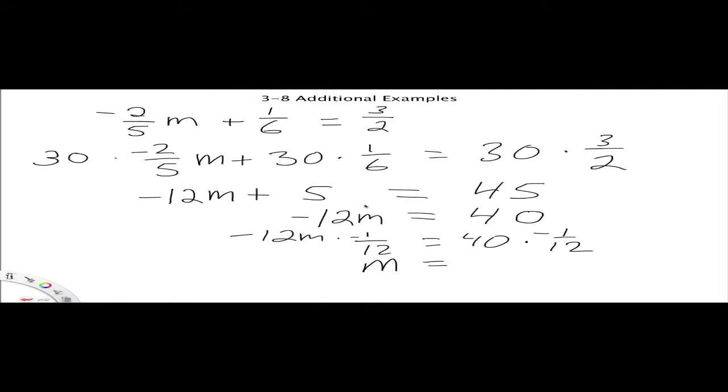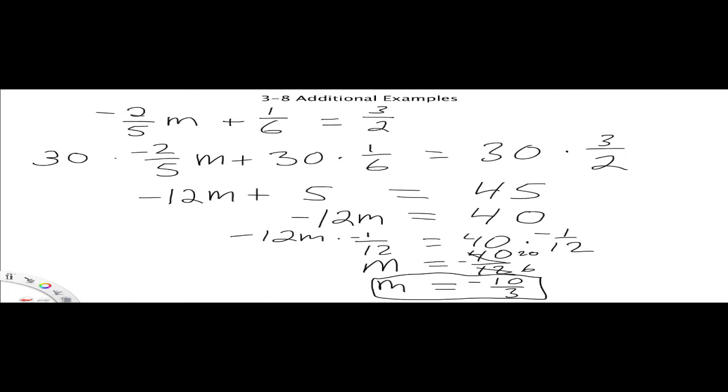And let's see if we can figure that out. So that's a 40 over 12. That's a negative. And so let's see. 2 goes into both of those, right? So that would be 20 and 6. And those can both be divided by 2 also, so that would be a negative 10 over 3, a negative 10/3. Nice improper fraction. All right, let's look at another example.